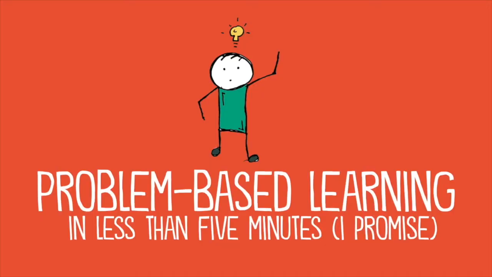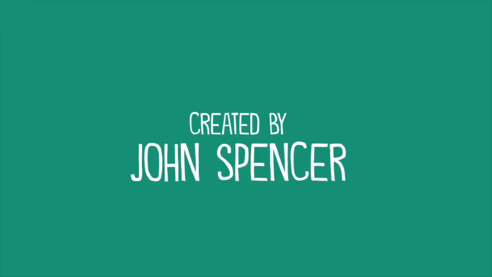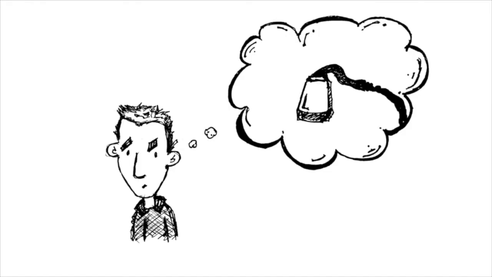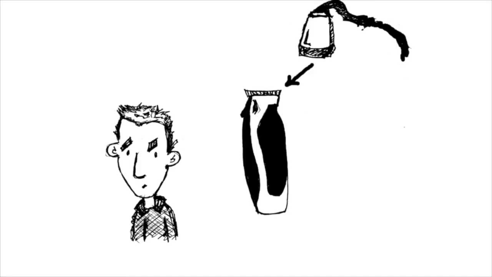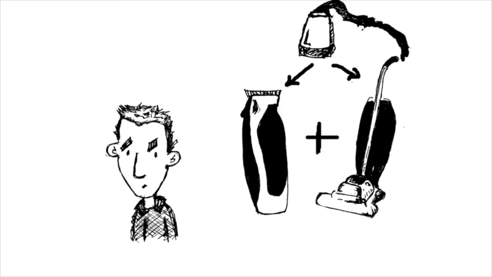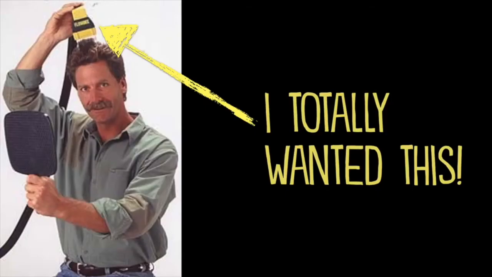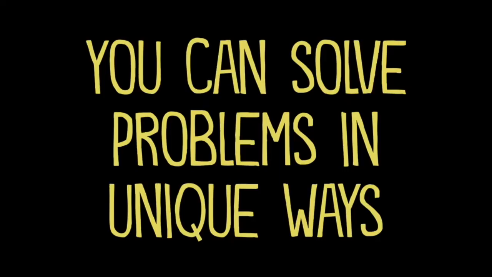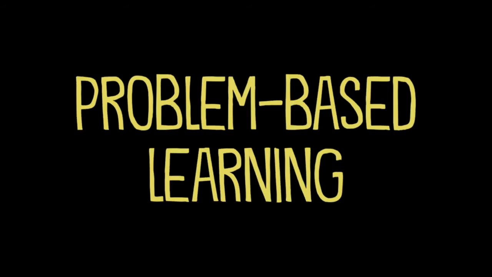Problem-based learning in less than 5 minutes, I promise. In the 1980s, somebody decided that haircuts were way too messy. So they combined the hair trimmer and the vacuum cleaner, and we ended up with the Flowbee. And I remember begging my parents for a Flowbee, and they said no because they thought I would use it on the dog, and they were probably right. But the idea there is pretty clear, that you can solve problems in unique ways. And that's the core idea of problem-based learning.